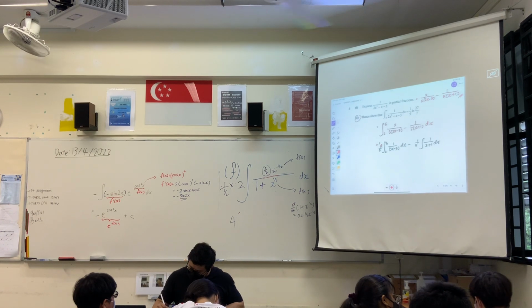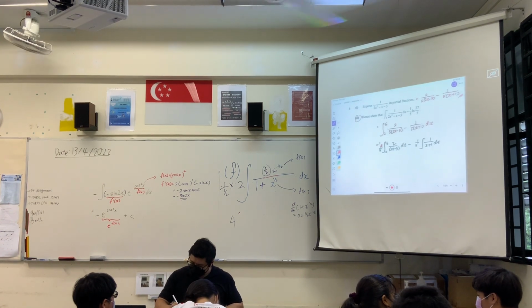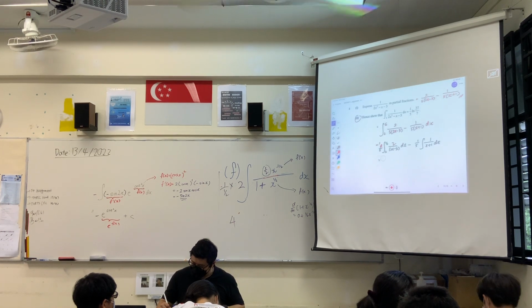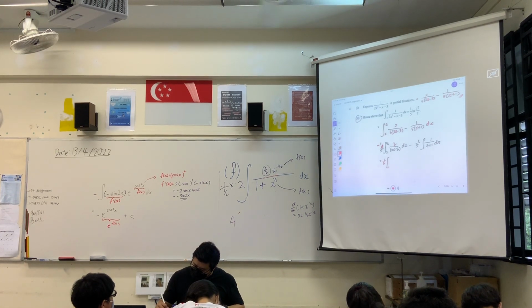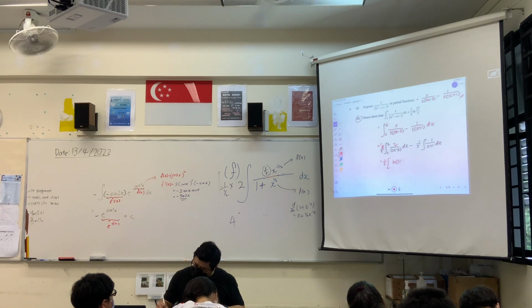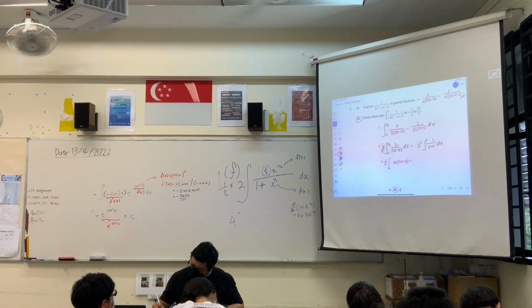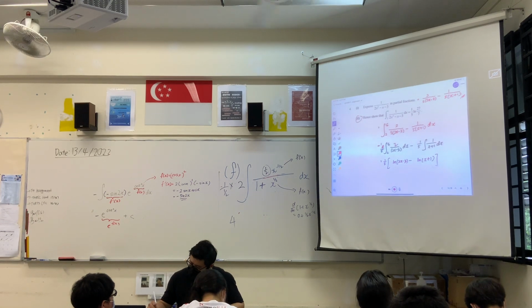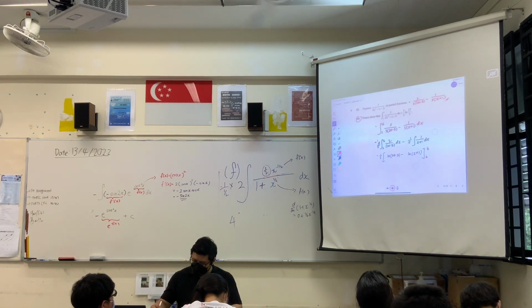Cancel away. This one is already f prime over f of x. So when you integrate straight away, it's just 1 over 5 times ln of 2x minus 3 minus ln of x plus 1. Okay, sub in 3, sub in 6, and you will get your answer.